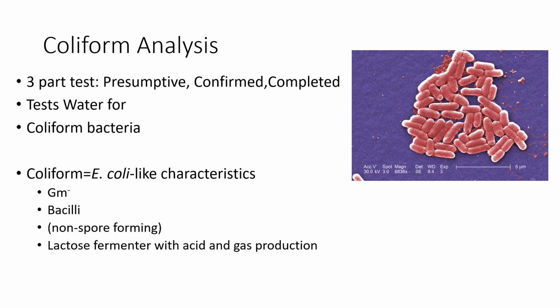know. It means having E. coli-like characteristics, and that means that you're just like E. coli. If you're a coliform, you are gram-negative, you are bacilli, you don't make spores, so you're non-spore forming, and you ferment lactose with acid and gas production.